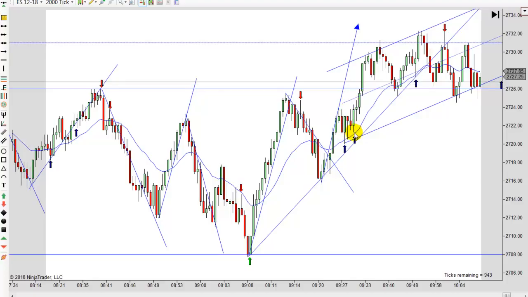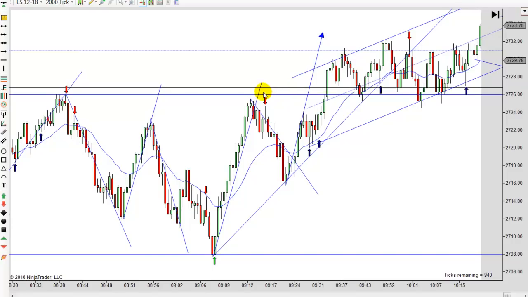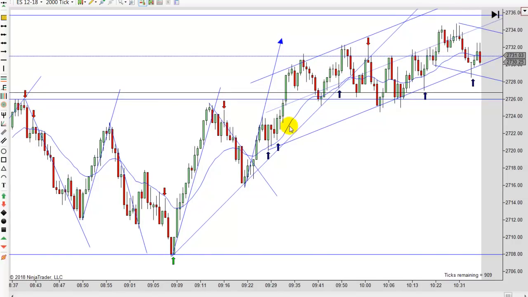Then you actually get another little attempt to go lower again, and it goes up, so another chance. So you could have gotten in either one of those, or you could have added on here if you were already in here. You still got plenty of room back to the range high, which you're still watching at that point. But it just pushes right on through, comes back and tests it and bounces.